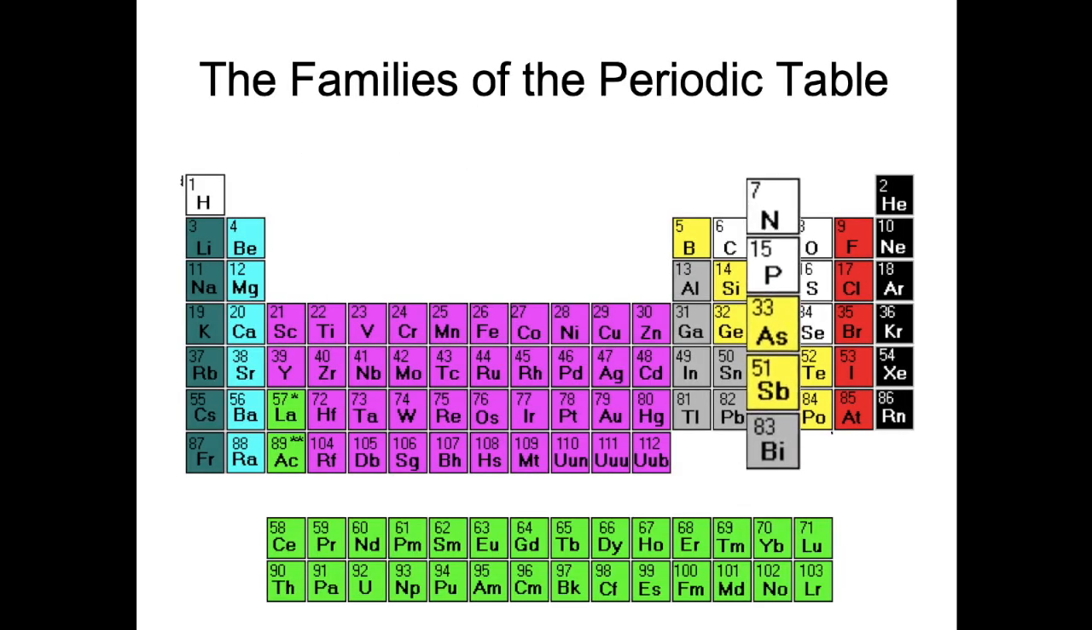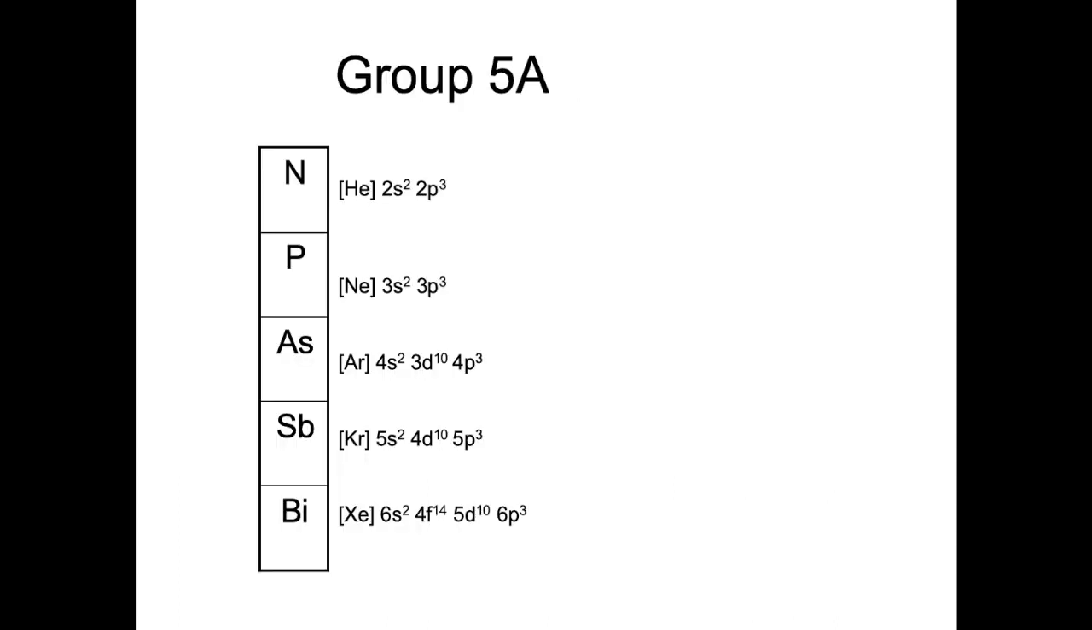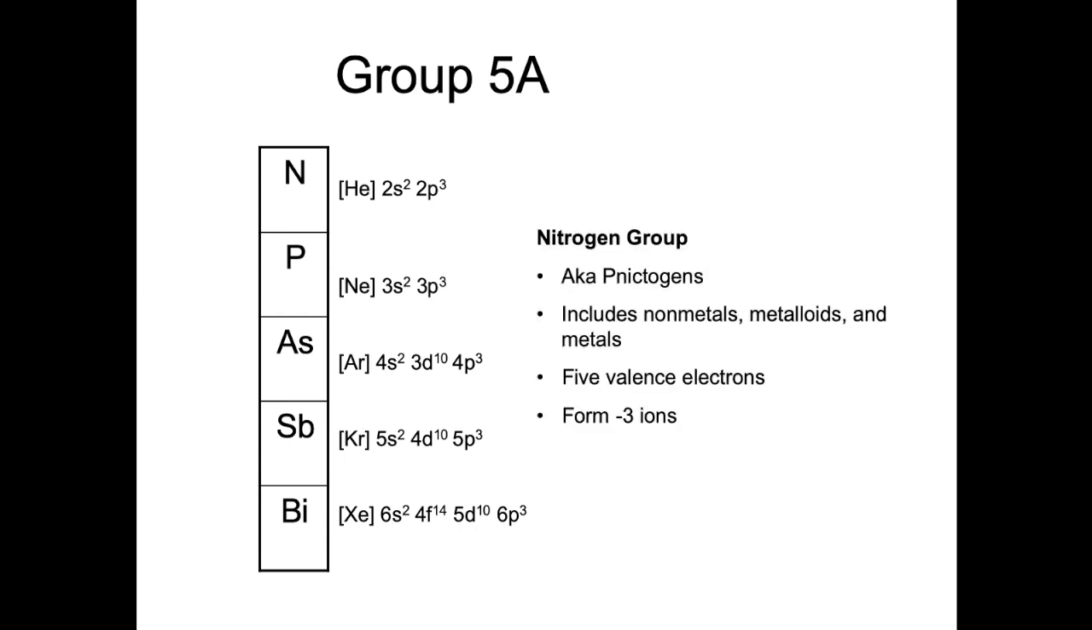Next up, let's look at Group 5A, also numbered as 15. Group 5A, all of their electron configurations end in an s2 and a p3. They are the nitrogen group, also named for the top element in their group. Historically, they've also been called the pnictogens, and this group includes nonmetals, metalloids, and metals. Each of the elements have 5 valence electrons, and they will form negative 3 ions.